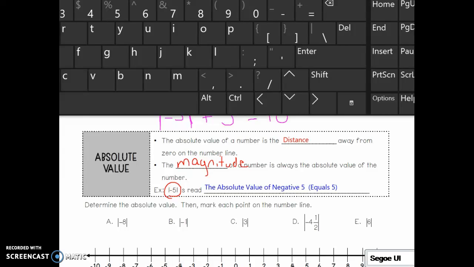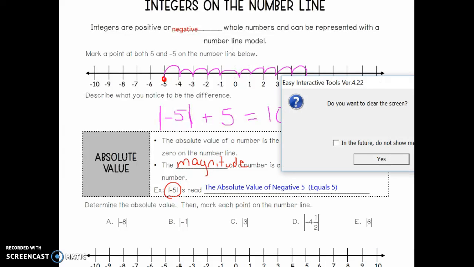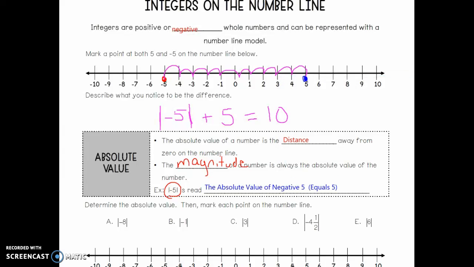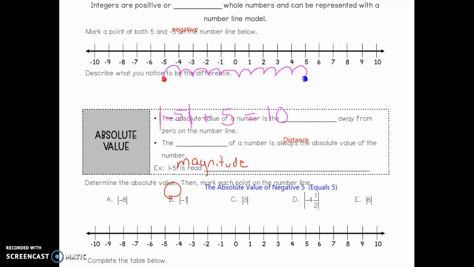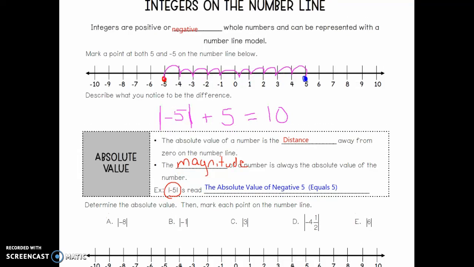Determine the absolute value. Oops, I better put this back up here. Sorry. Determine the absolute value and then mark each point on the number line. Now I've really messed this up. Okay, here we go. Determine the absolute value, then mark the point on the number line.